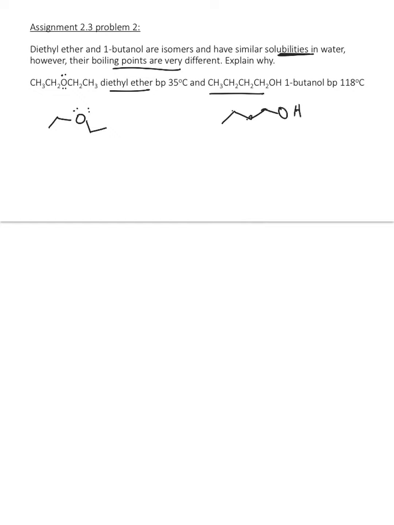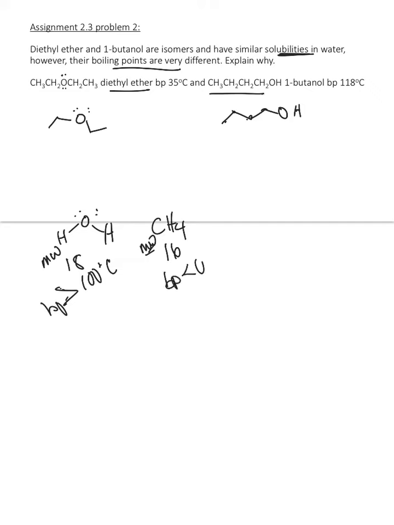So we've talked about in class how water has only a molecular weight of 18, but it has a boiling point of greater than 100 degrees. Now you get something like methane gas, which has a molecular weight of 16, and it has a boiling point that's less than 0 degrees Celsius. Okay, so the difference between these is that water can do hydrogen bonding.